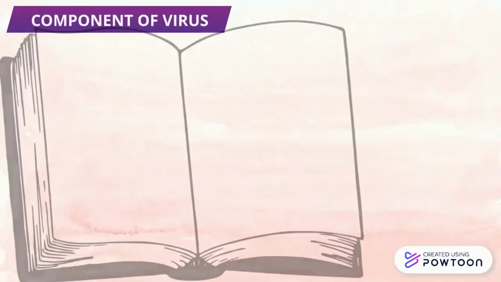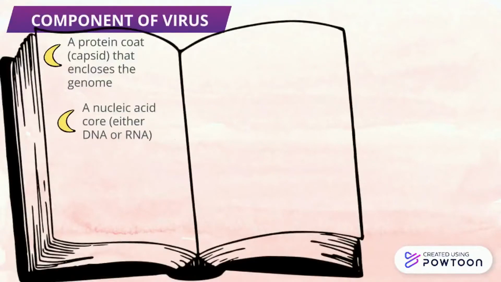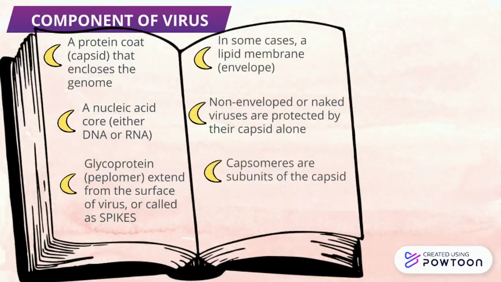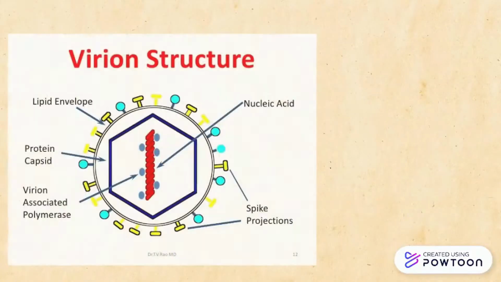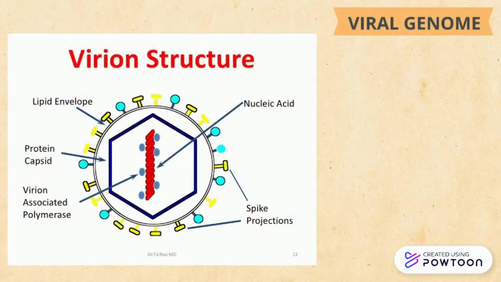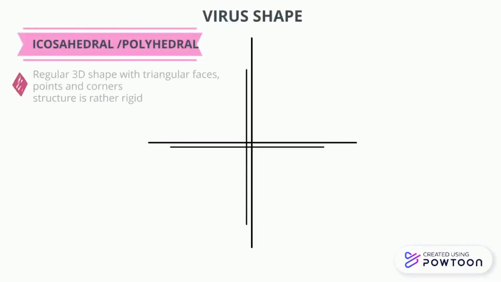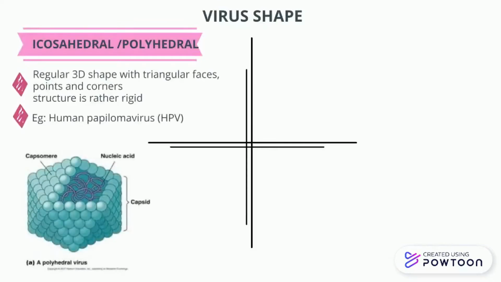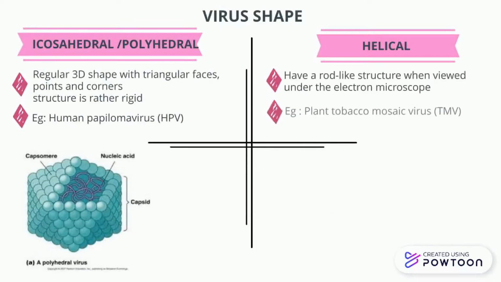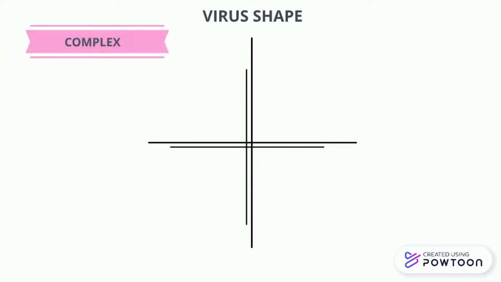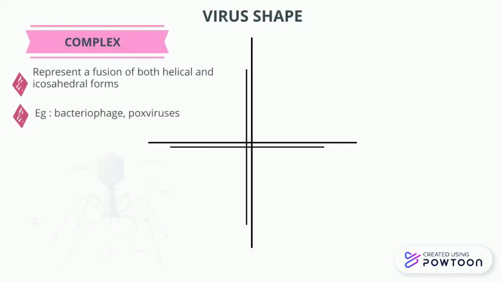The components of virus include protein coat, nucleic acid, glycoprotein, envelope, capsomeres, and protomeres. This is the example of the typical virus structure. There are a few types of virus shape, for example, polyhedral and helical. Next, there are also complex shapes and spherical shapes.